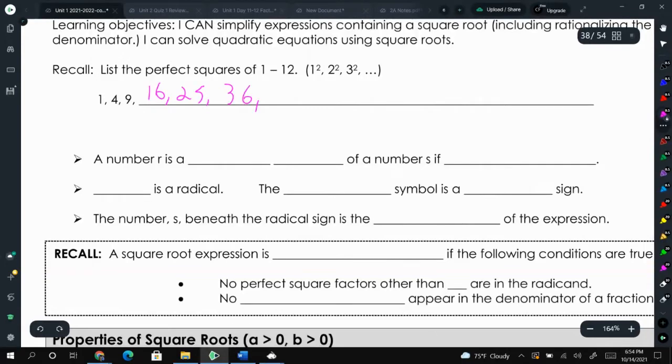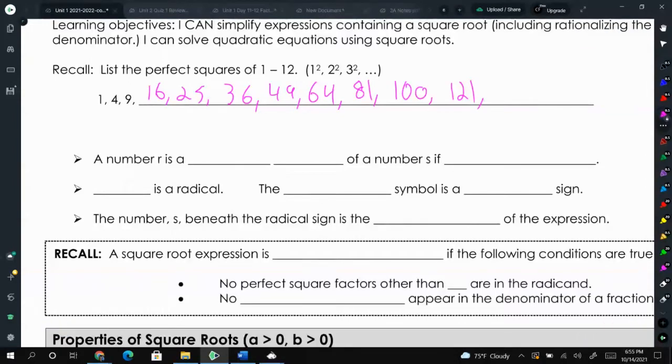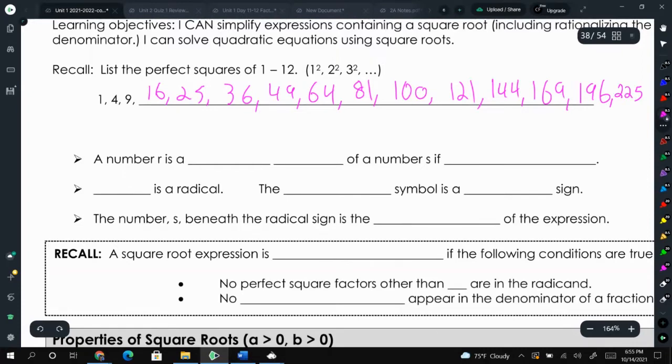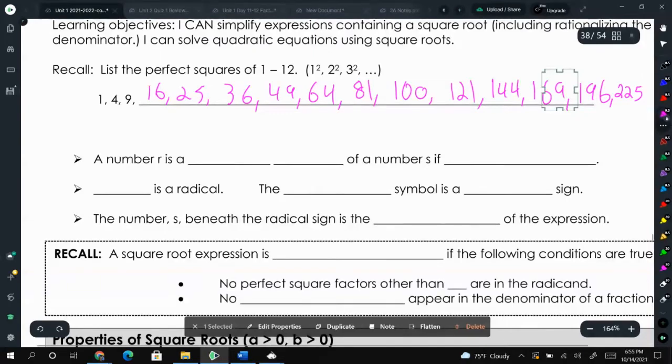All of these numbers, if you take the square root of in your calculator, you will get an answer that is not a decimal. Whereas if I took the square root of, let's say, 115, you're going to get a decimal. You'll get something maybe around 10.6, 10.5. But all of these numbers are perfect squares. And I think that's as far as I want to go.